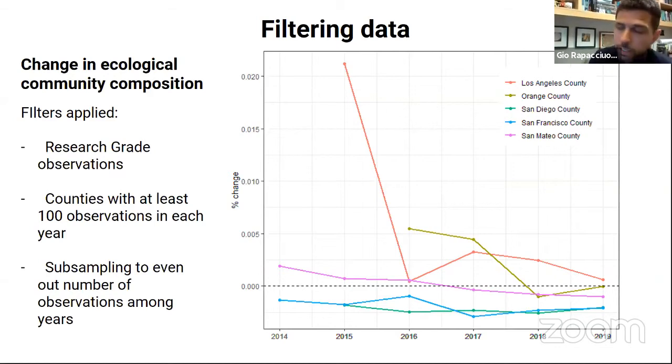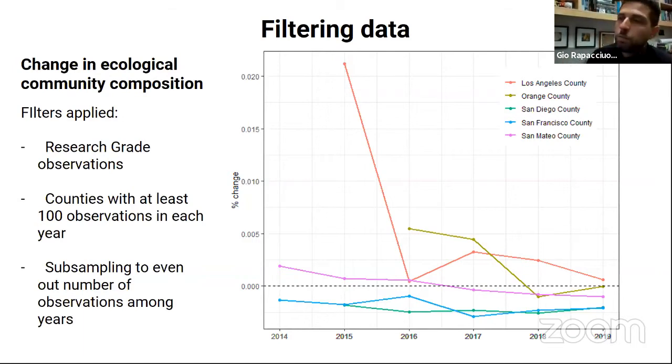The first one is we're looking at research grade observations, but then what we use is this method of rarefaction, which is frequently used in ecology and, for example, in paleo data, fossil data. And what you do is subsample samples that have more observations than others. So find the minimum common denominator, as it were, in terms of the number of observations between different years in this case, and then subsample that number every year and look at the similarity in ecological community composition between those subsamples and not the entire sample.